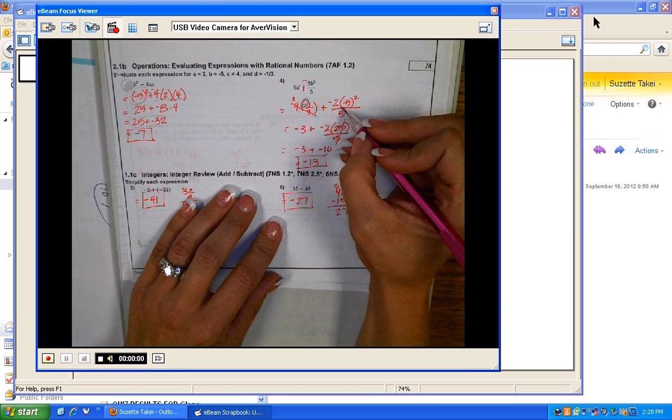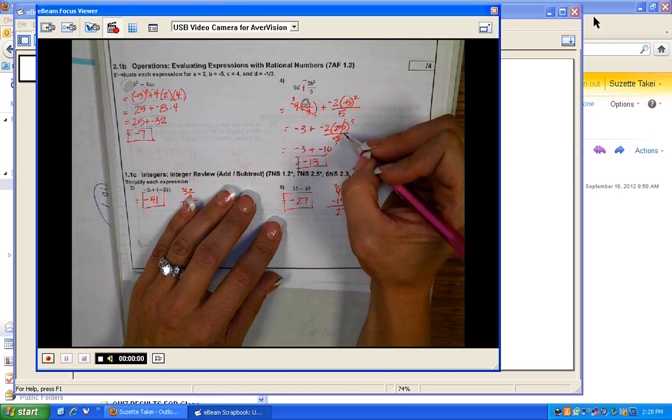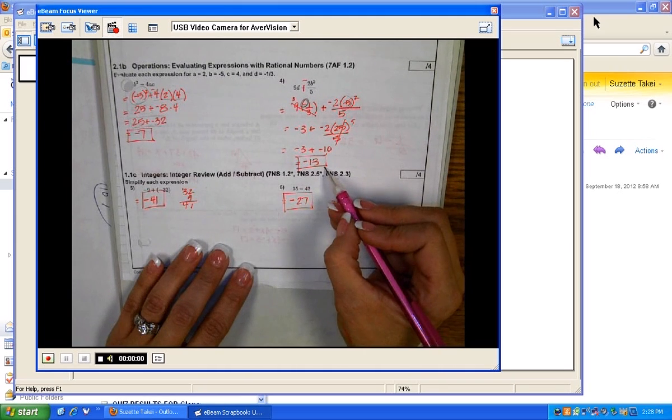The next one was, again, this parenthesis. It's a -5 times a -5, which gives you a positive 25. Okay, so your answer should have been -13.